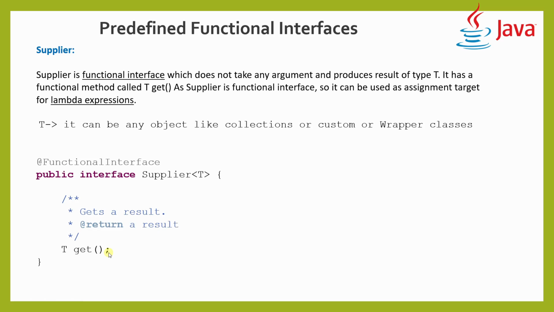The supplier object can be used, as it is a functional interface. A single abstract method is there, so we can use it with lambda expressions like other functional interfaces. This is the only single abstract method, get, and there are no input parameters for it. So let's go and see an example of it.